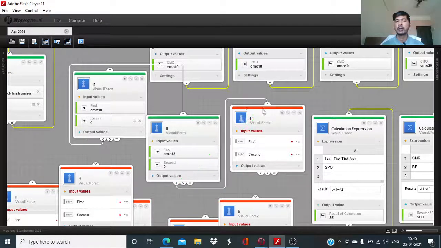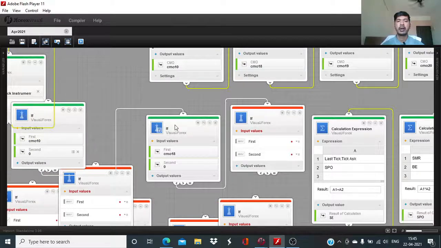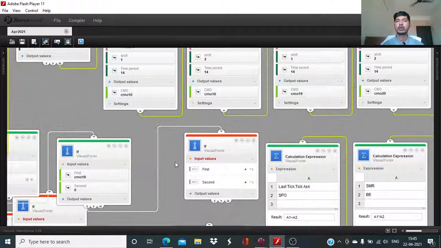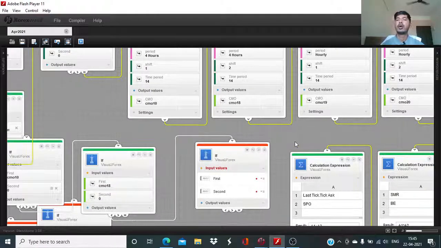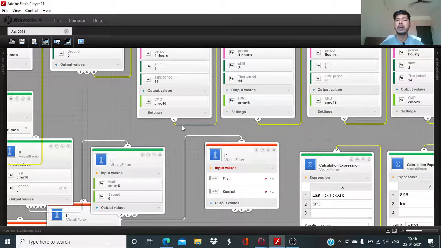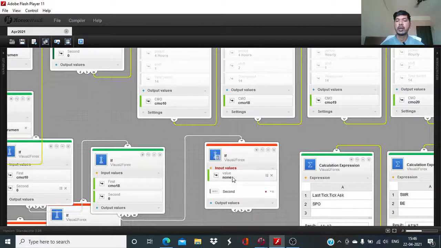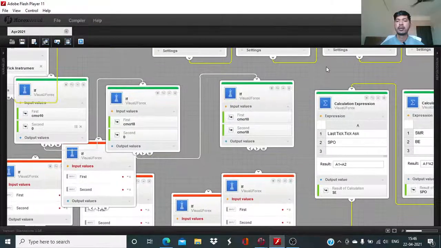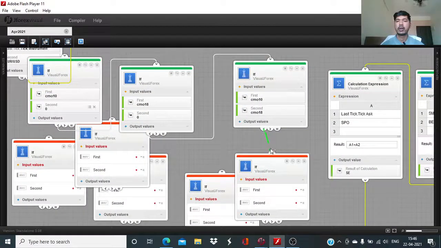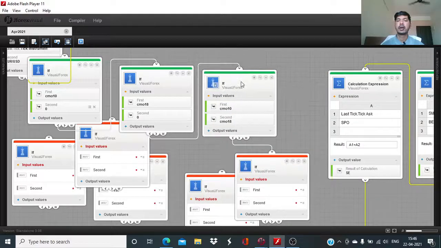First input less than second input, and lastly our CMO value should be lower than the CMO value of the prior 4-hour candle. That means CMO 10 needs to be lower than CMO 18. So again, first input less than second input.